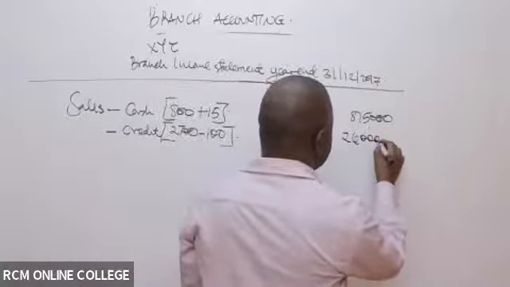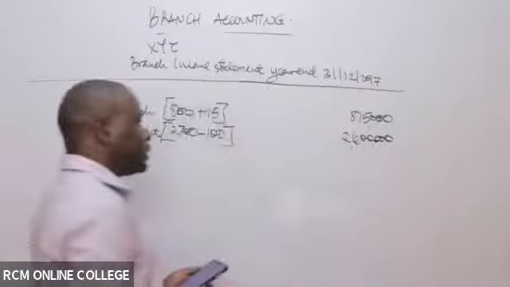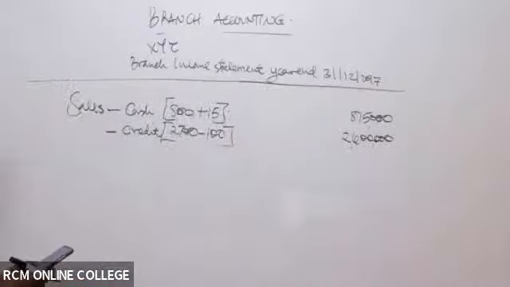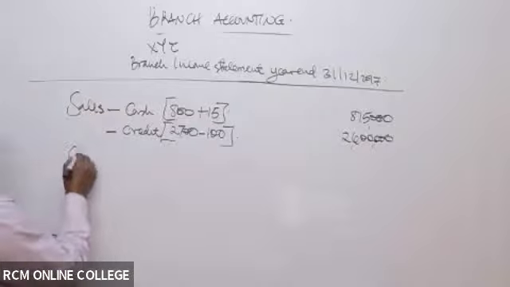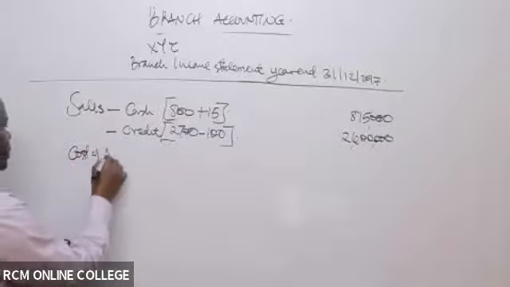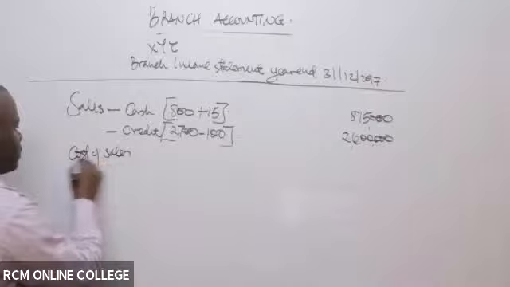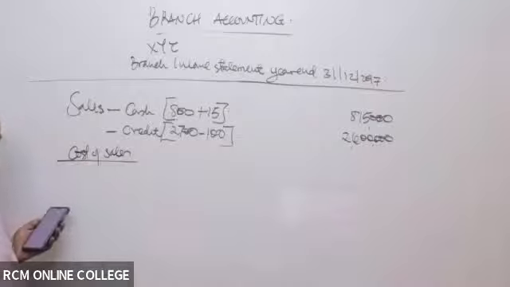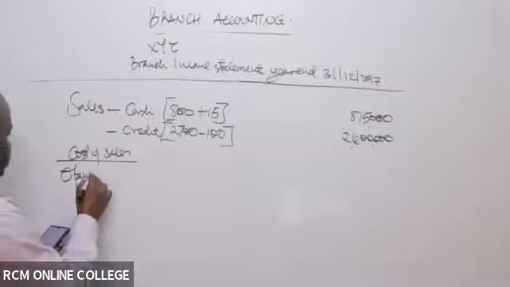2,600,000. Then, of course, we can go to the cost of sales. So we now less the cost of sales. Cost of sales, you'll start in this case with what? The opening stock.